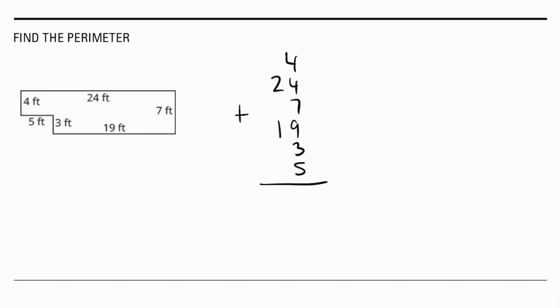So we end up with 4 plus 4 is 8, plus 7 is 15, plus 9 is 24, plus 3 is 27, plus 5 is 32. And then we've got to carry that 3. 3 plus 2 is 5, plus 1 is 6. And we end up with 62 feet.